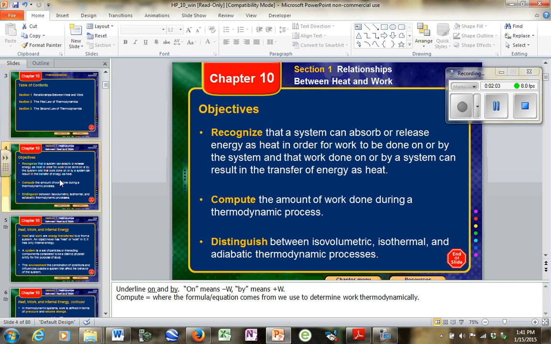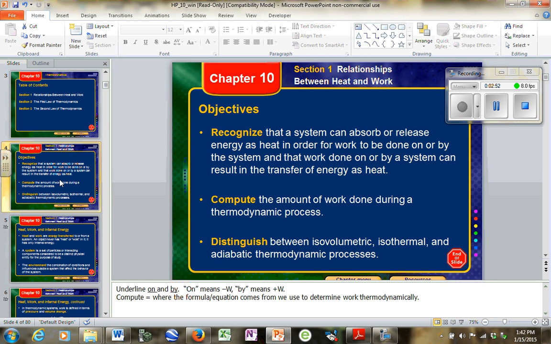Okay. Now let's get into that first section, under the objectives. What we're going to look at today. I want you to underline in that first objective where it says "on" and where it says "by." It says recognize that a system can absorb or release energy as heat in order for work to be done on or by the system, and that work done on or by a system can result in the transfer of energy as heat. When we say "on," we mean that something is doing work on the system. That indicates negative work. And when it says work done "by" something, that's going to mean a positive value for work. I want you to write that down so that when we come back to that, you'll see what I'm talking about.